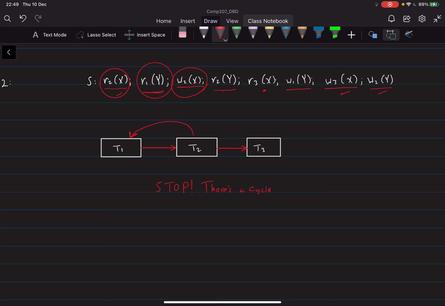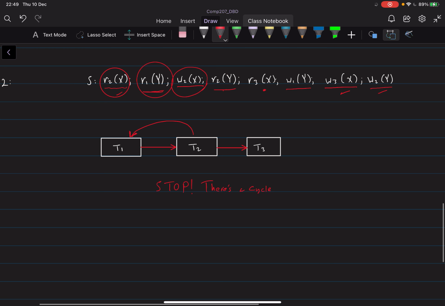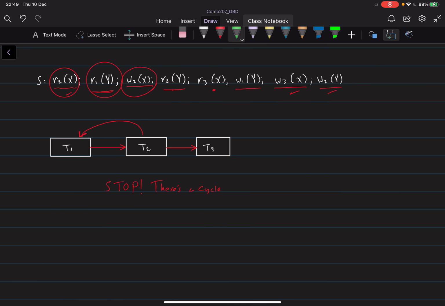This we say is, just stay consistent. We say it has a cycle, yeah. Therefore, what is not conflict serializable. It is not conflict serializable.